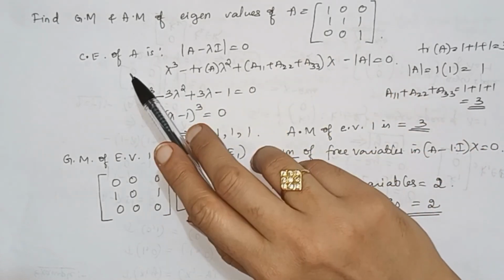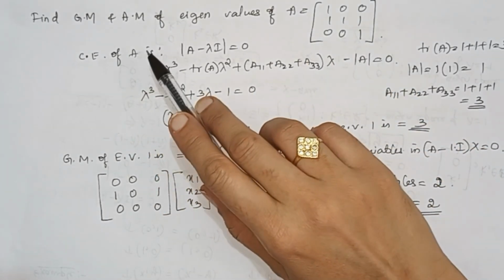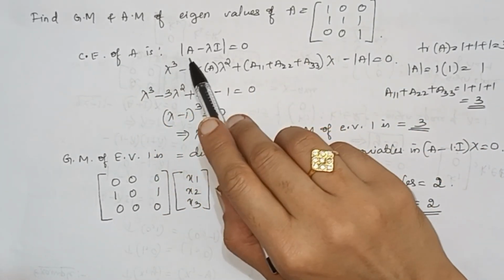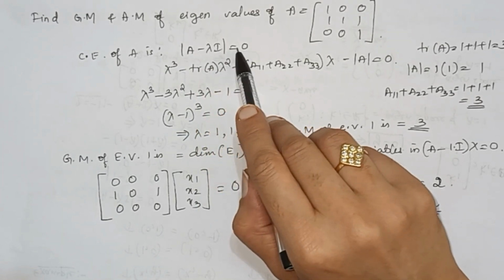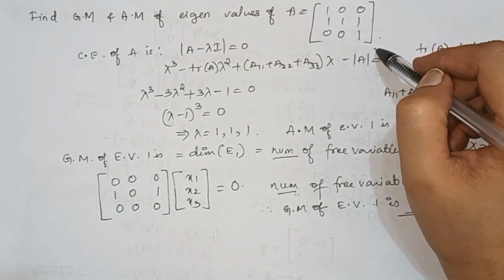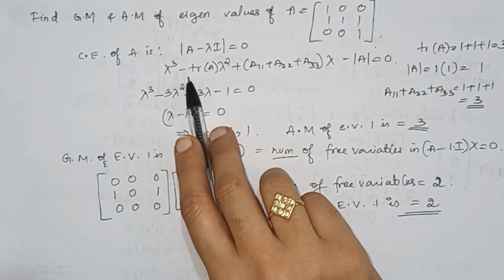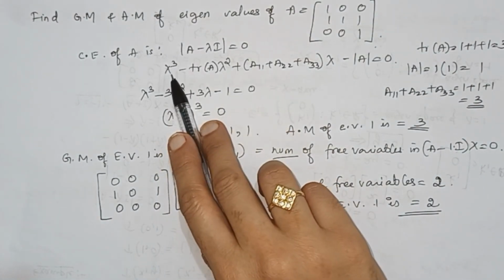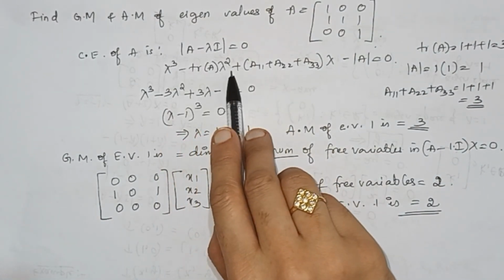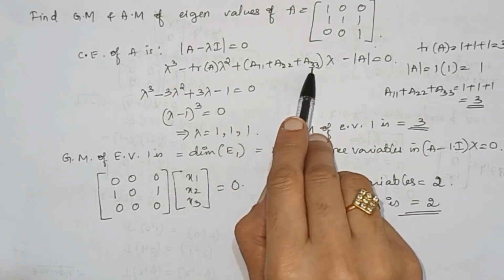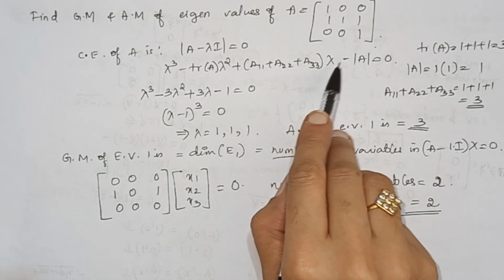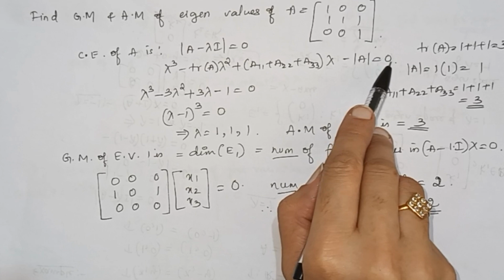First let us find the eigenvalues. For that we need the characteristic equation of A: determinant of A minus lambda I equal to 0. For a 3 by 3 matrix, the characteristic equation is directly given by lambda cubed minus trace of A times lambda squared plus the cofactors of diagonal elements times lambda minus determinant of A equal to 0.